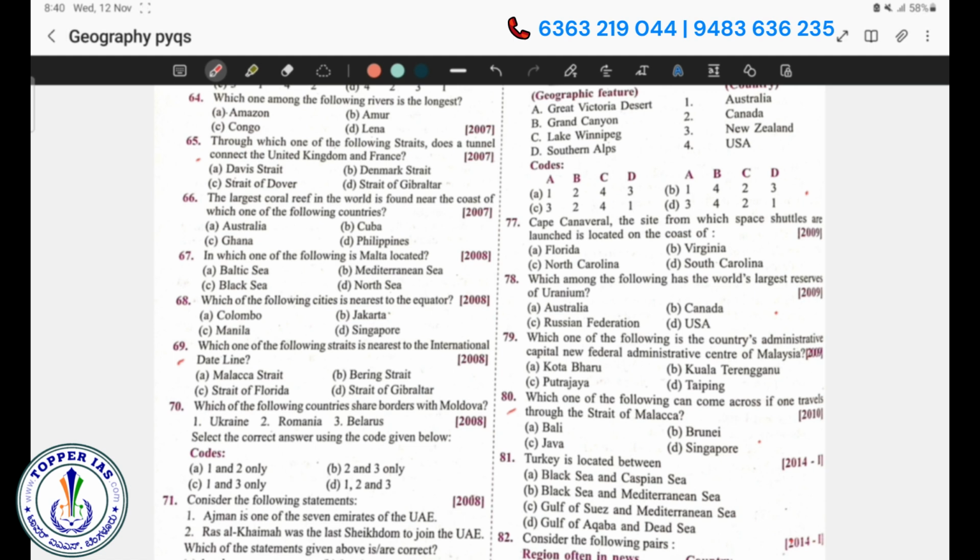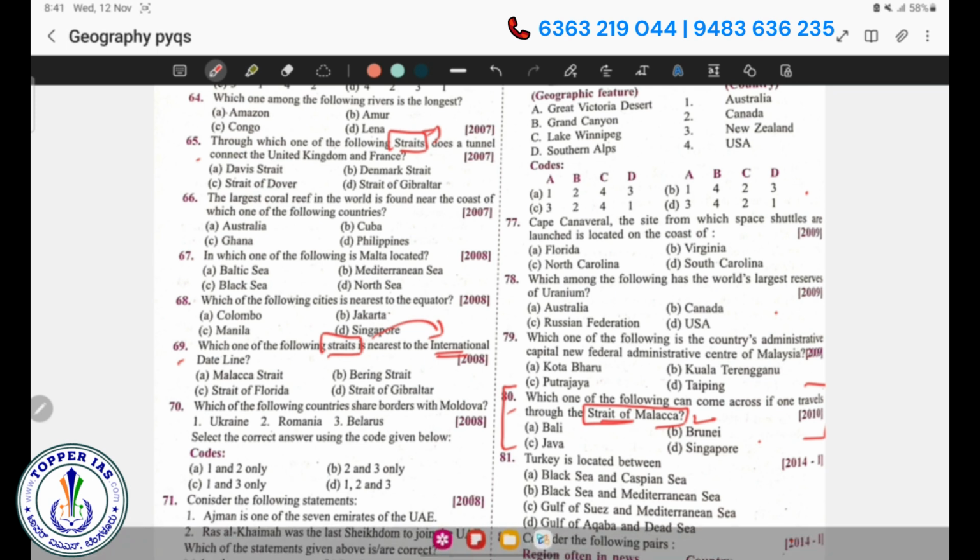In this video, we'll discuss one more important theme for geography mapping. Before that, observe these questions first. There is a question on the Strait of Malacca. Again, there is one more question on a strait linked to the international dateline, and there is one more question on straits. So by looking at this, we can say that in recent times many straits have been in the news. Because of this, straits become one of the important topics in geography mapping for UPSC.